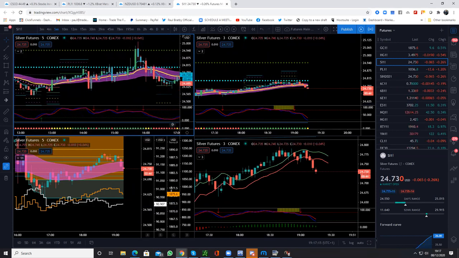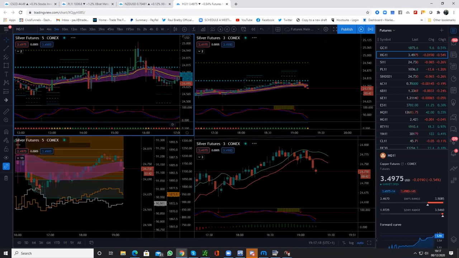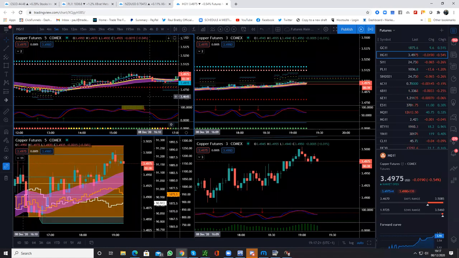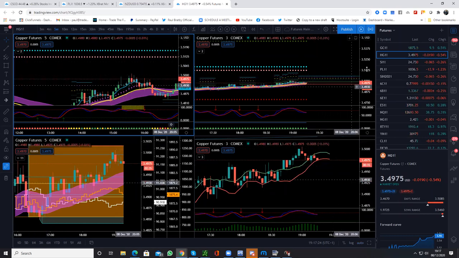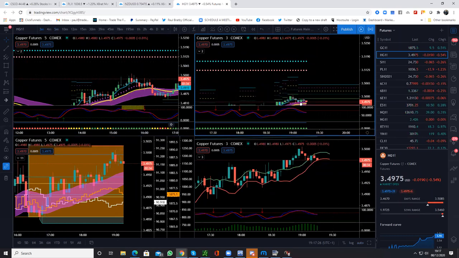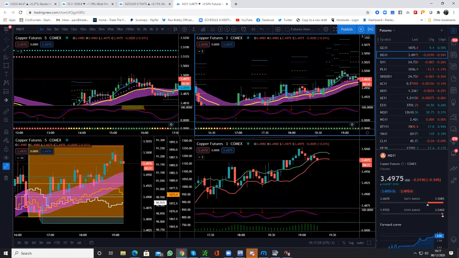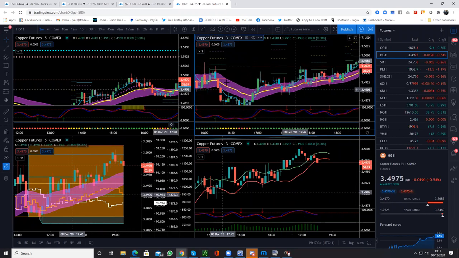Where are we? What was it on? Silver, platinum, or copper? Everything's been pretty flat. So I used bits on copper today to get a trade. It was pretty ugly copper today, to be honest.